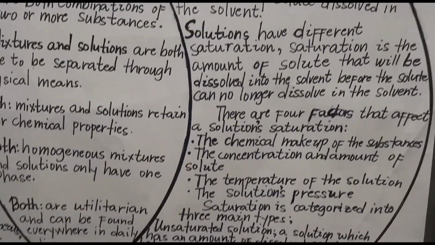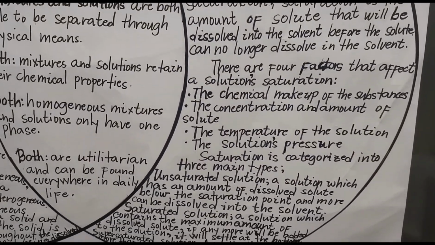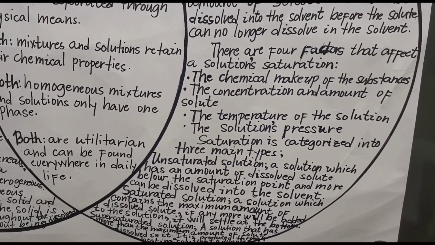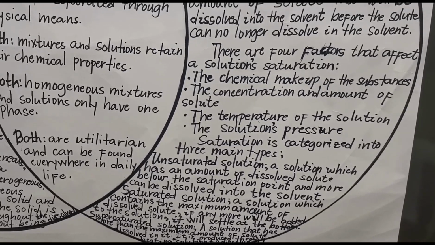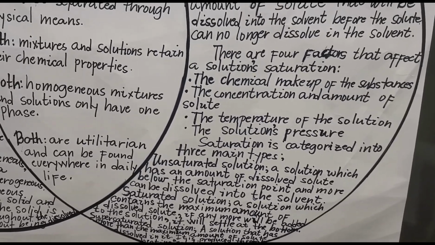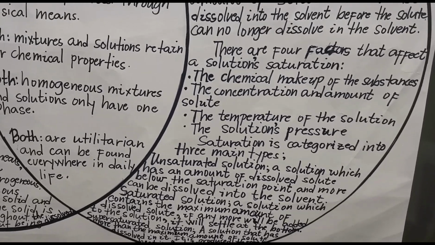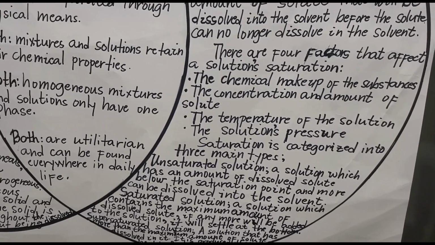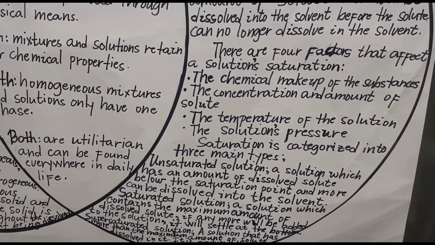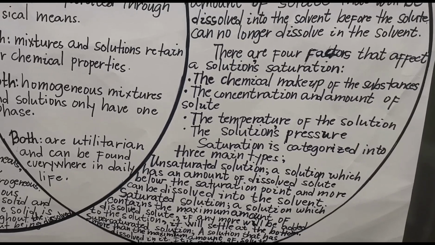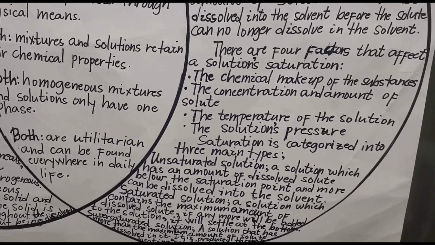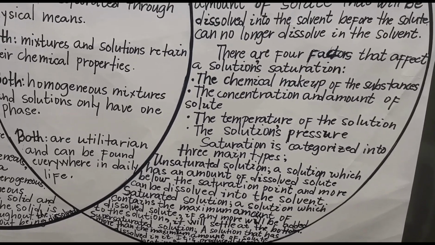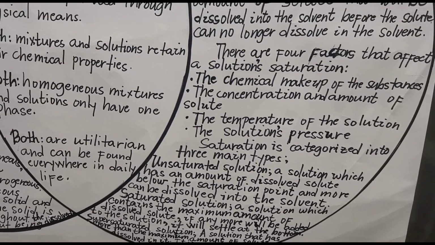Well, there are four key factors that affect the saturation of a solution, which are the chemical makeup of the substances used to make the solution, or in other words, what are the substances made of used to make the solution? The temperature of the solution. This factor is also important in the process of making supersaturated solutions, which I'll explain later on. The concentration and amount of solute, and finally, the solution's pressure.